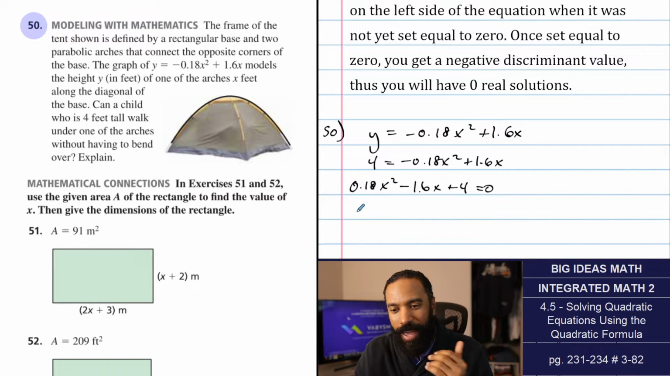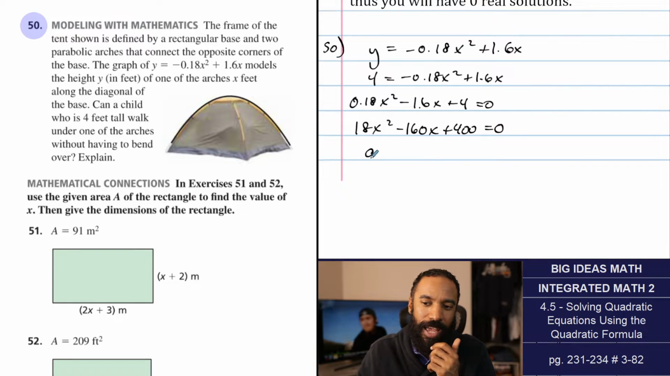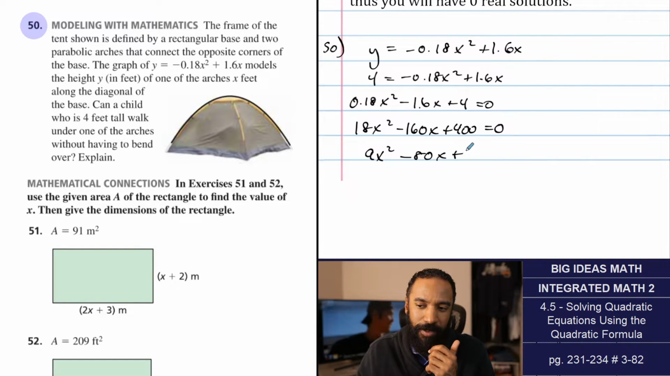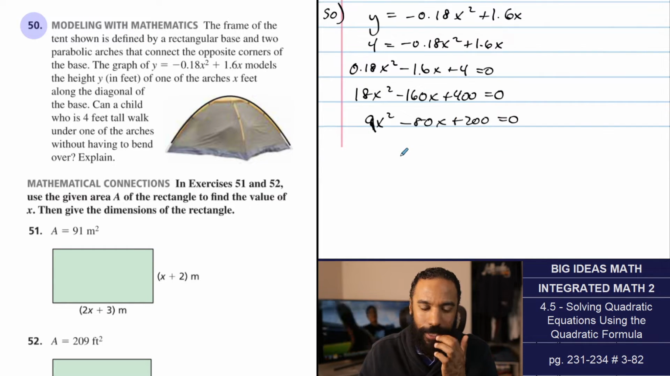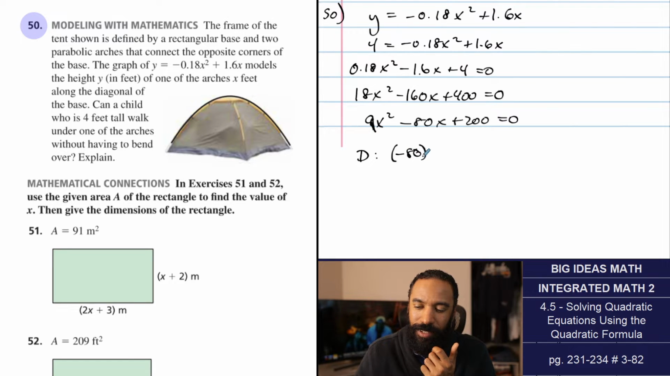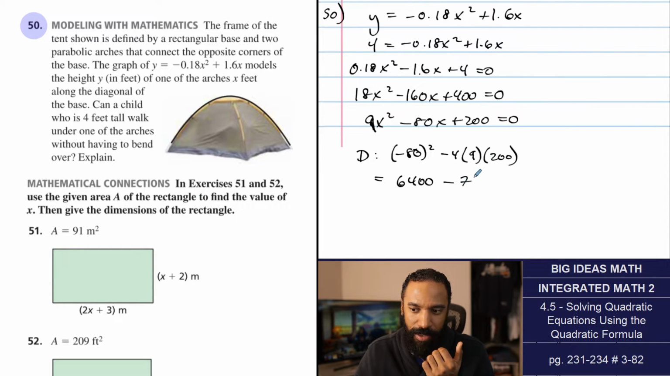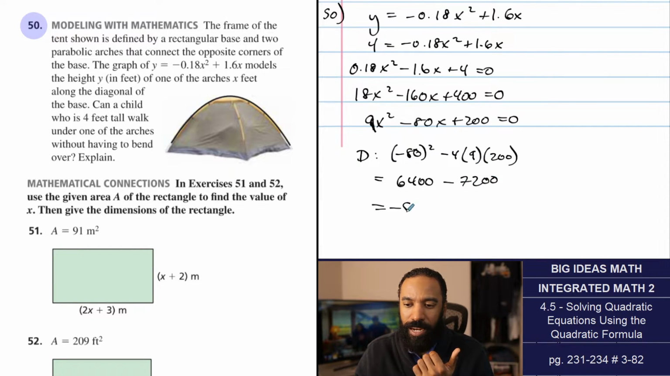Multiply everything here by 100. I get 18x squared minus 160x plus 400 equals 0. I can divide everything by 2 and get 9x squared minus 80x plus 200 equals 0. Fine by me. All right, let's evaluate the discriminant and see if there are any such values. B squared minus 4ac. One of the reasons I like doing this is I can often do it with mental math. So this is 6,400 minus 36 times 200, which is 7,200, which is negative 800.